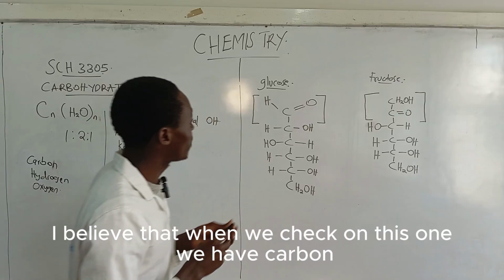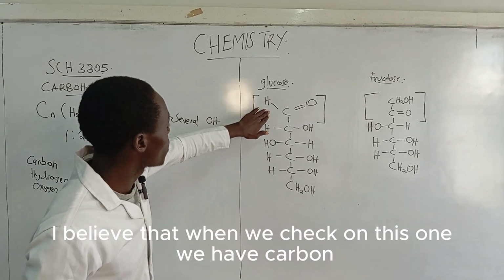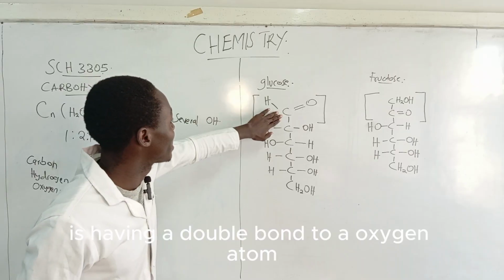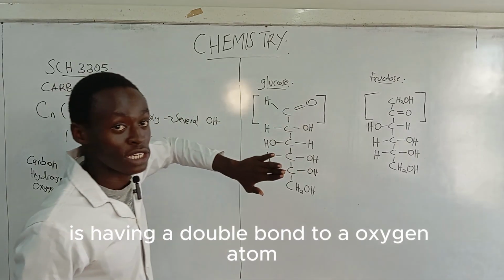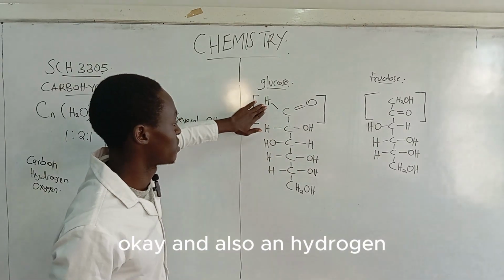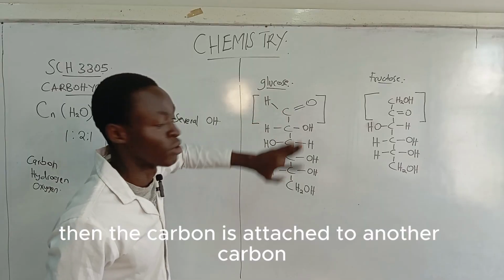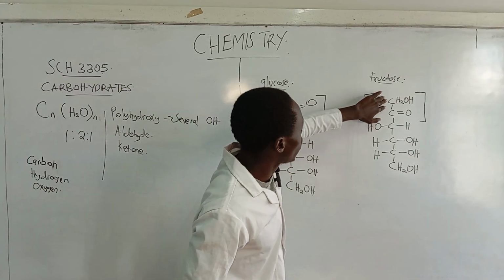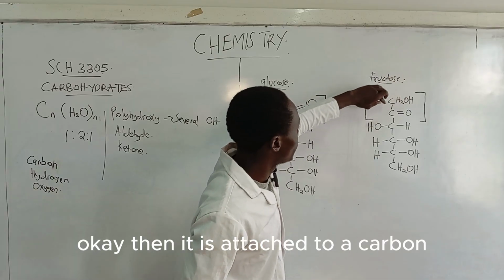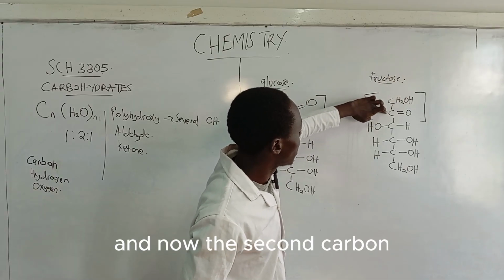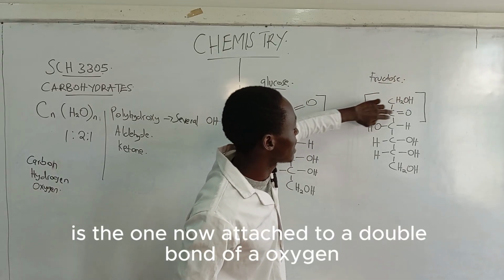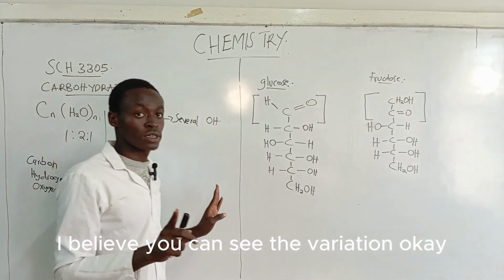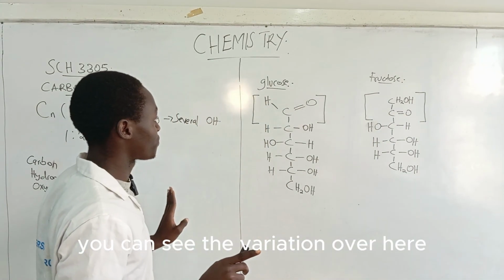Okay. I believe that when we check on this one, we have carbon. Okay? The first carbon is having a double bond to an oxygen atom. Okay? And also a hydrogen. Then the carbon is attached to another carbon. When we get on this other one, okay, we have that the first carbon is an alcohol, okay? Then it is attached to a carbon, and now the second carbon is the one attached to a double bond of an oxygen. I believe you can see the variation, okay? You can see the variation.